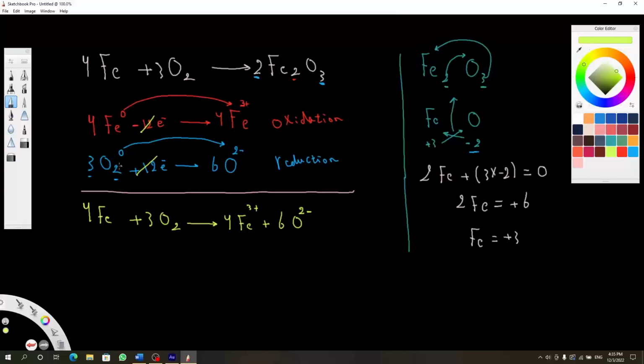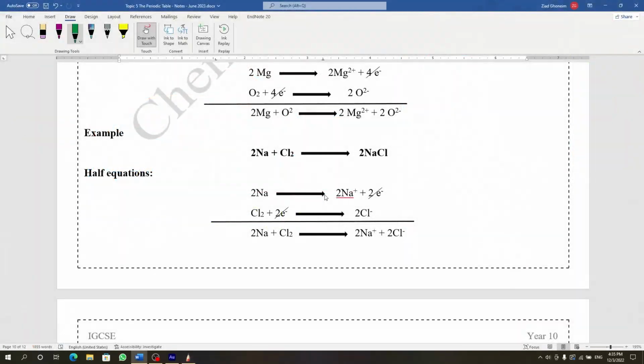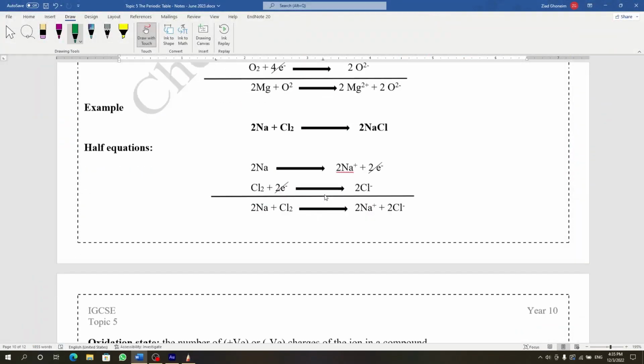And as you can see, iron is a metal. It lost electrons. Oxidation happened, so it's a reductant. Oxygen here is a non-metal. It gained electrons, so reduction happened, so it's an oxidant. We are still following the exact same rules. These are the exact same things that we were talking about.